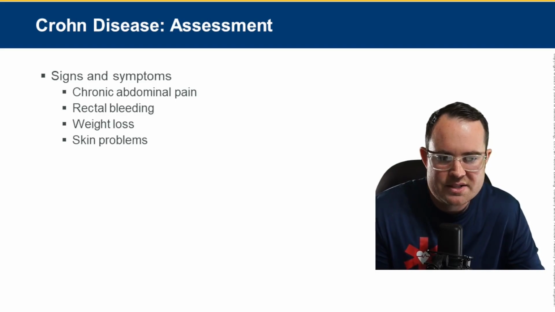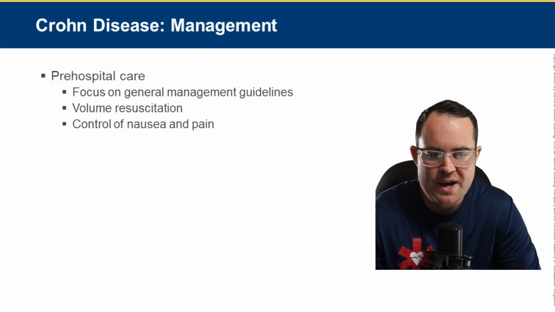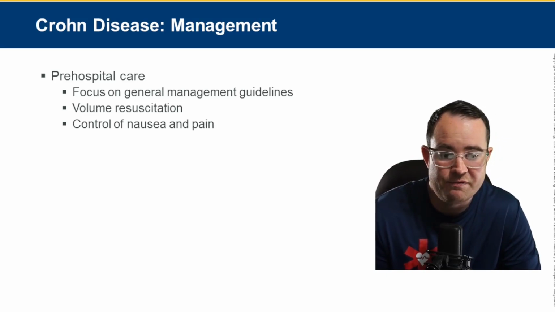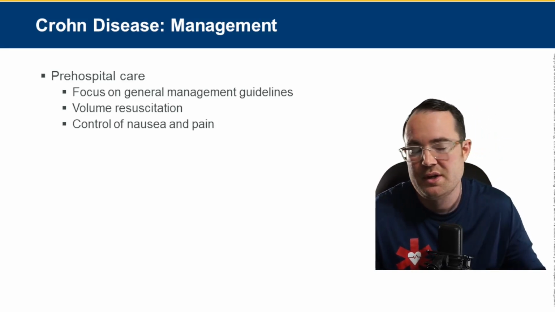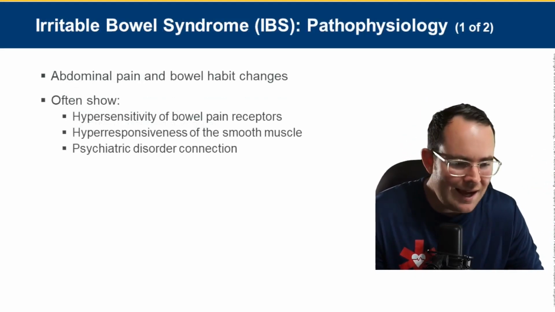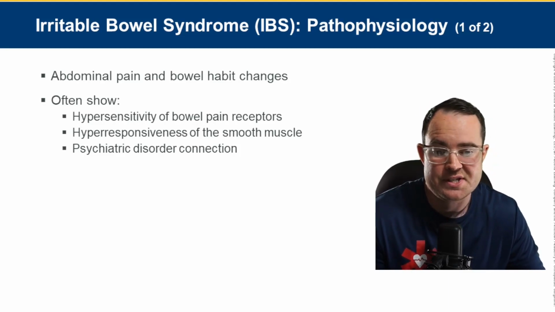Some serious weight loss, skin problems, chronic abdominal pain, a terrible thing to live with. Some pre-hospital care focus on managing: general management says volume resuscitation, nausea, pain, remember analgesics and antiemetics. A lot of the same stuff here with abdominal emergencies.